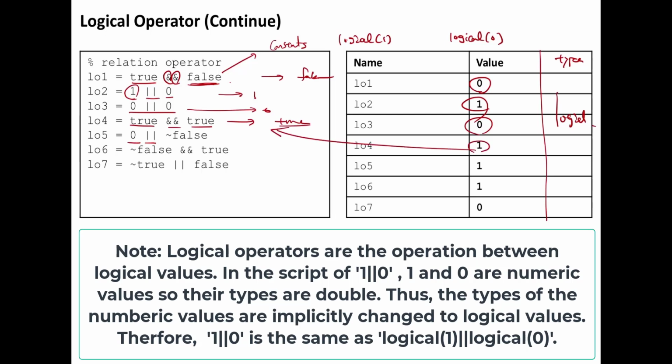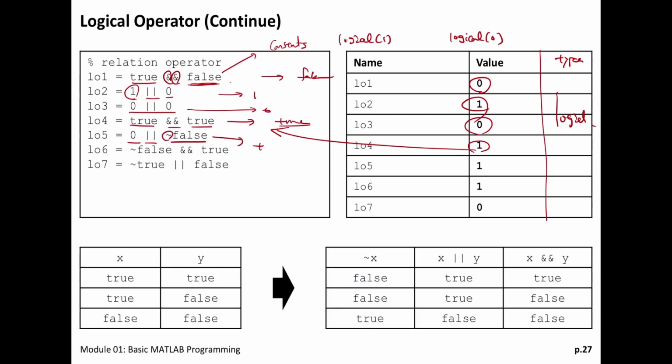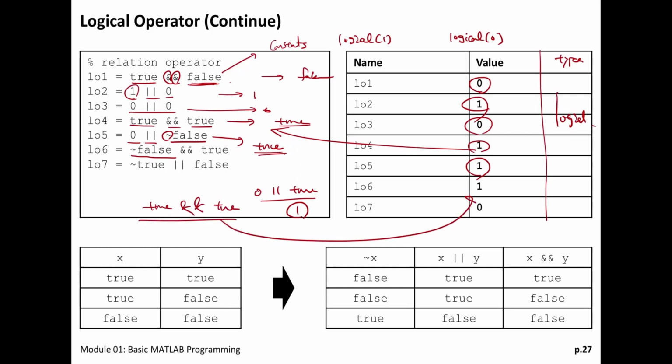0 and not false. Now not false is true. 0 or true, that is true. Not false, so true and true, that is true. Not true is false, or false, there's no true, that's why 0. Okay, does it make sense?